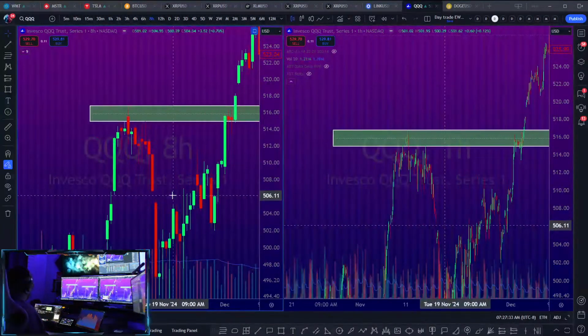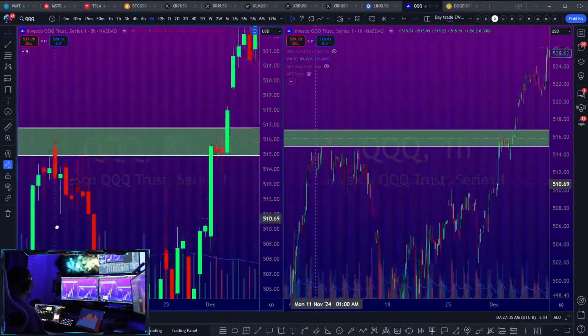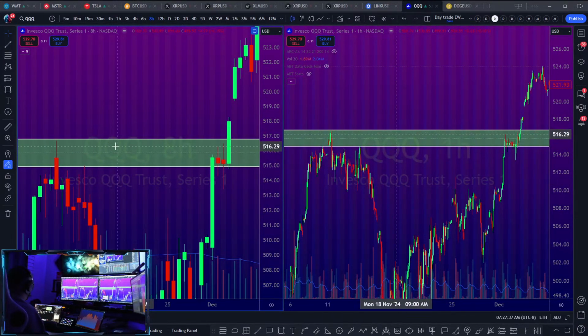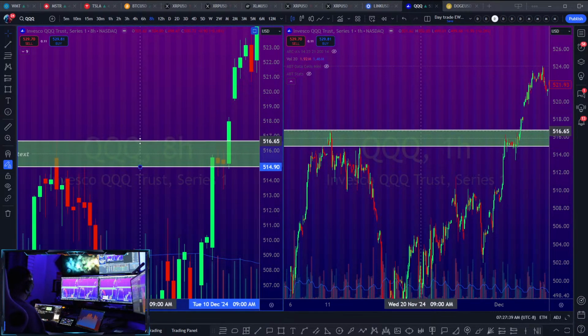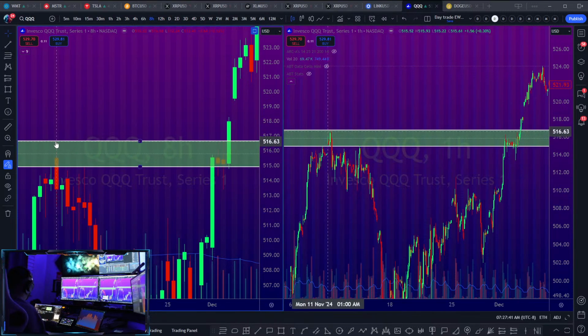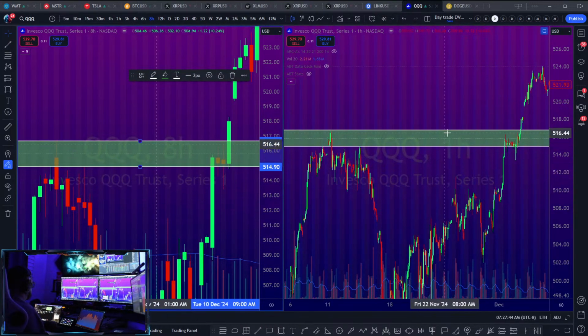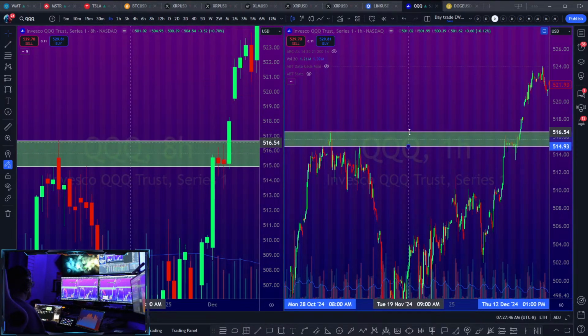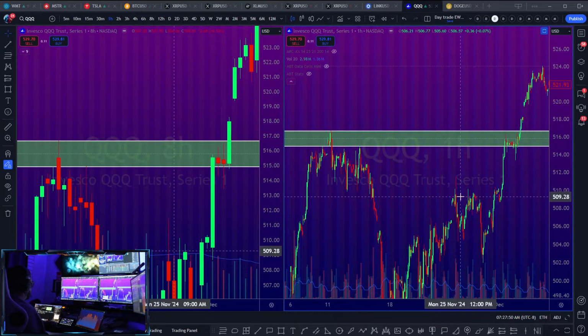Let's try to get as tight as we can to the price here. So this would be roughly 516.65. Now that we can get it closer, right? So let's do that. 516.65 top.